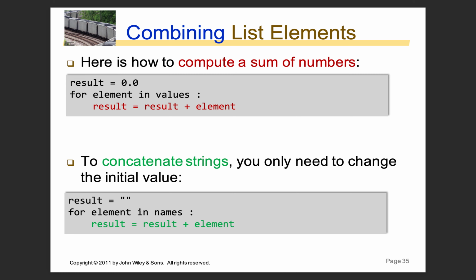To concatenate strings, you only need to change the initial value. Instead of having our initial value for result being 0 as we sum up numbers, to concatenate a bunch of strings our initial string is just going to be the empty string. Then result equals result plus element, for element in names. Again, initially we have the empty string concatenated with something. We store that in result, and then we loop through and repeatedly concatenate the next element on from our list called names.